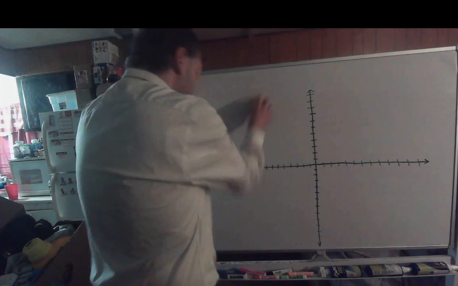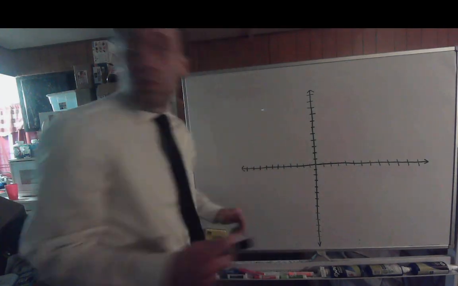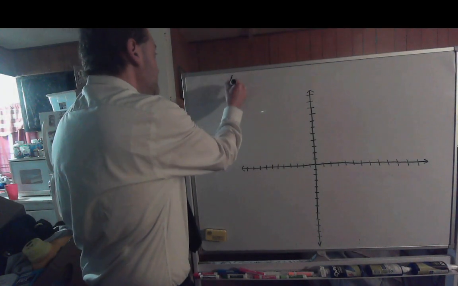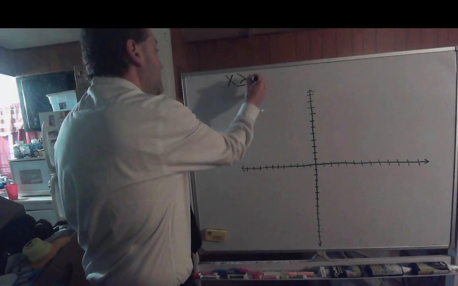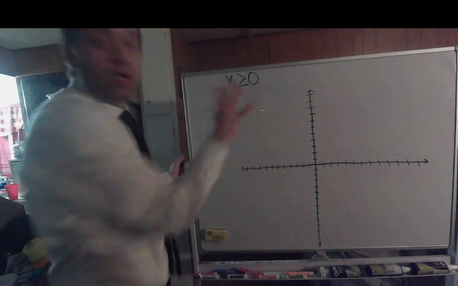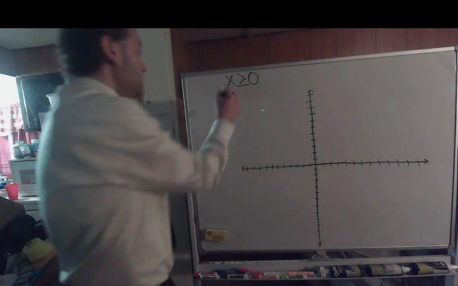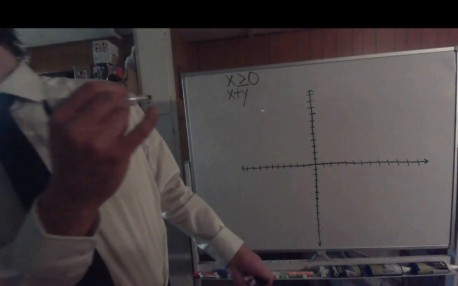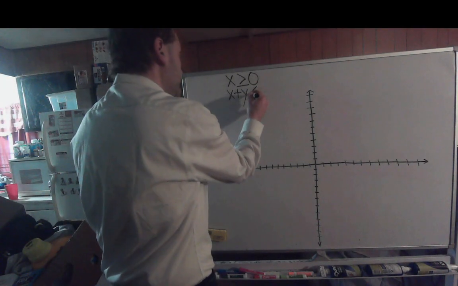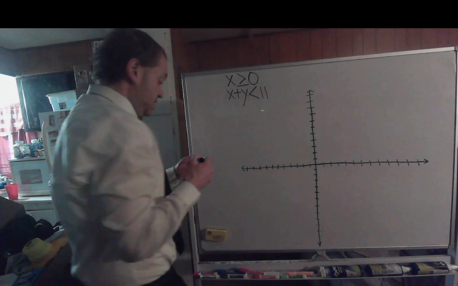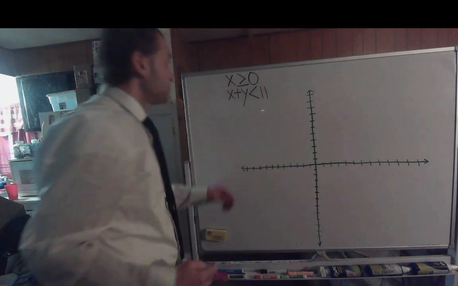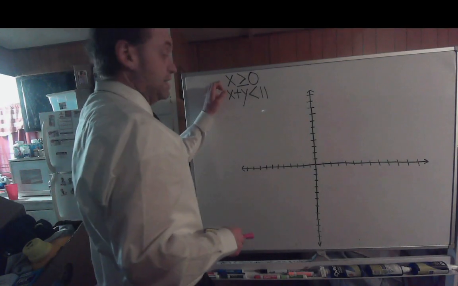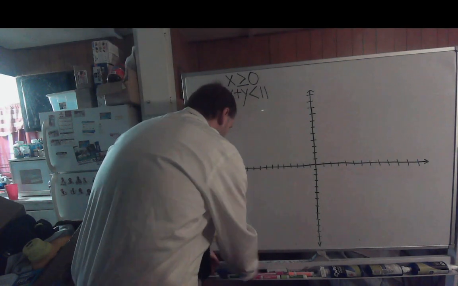Alright. What if we have x is greater than or equal to 0, and then we're given x plus y is less than 11. So we have this system here where x is greater than or equal to 0.